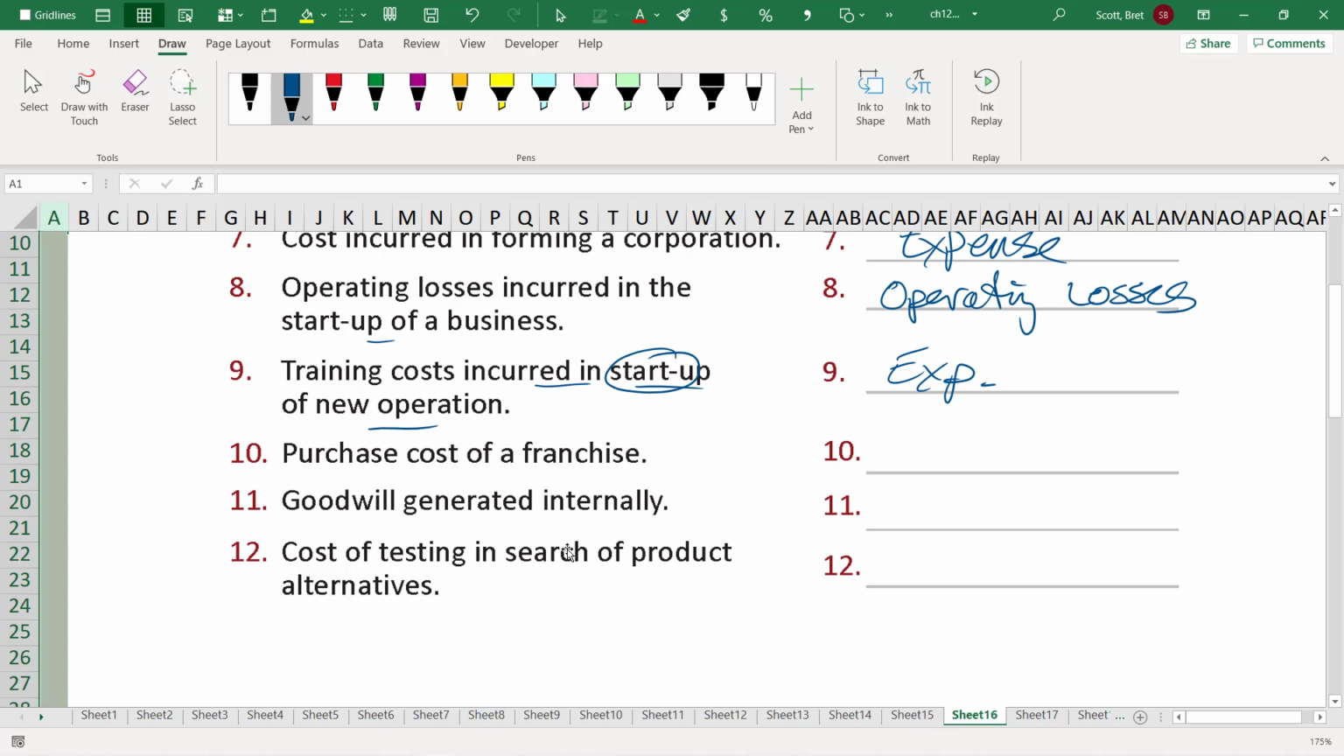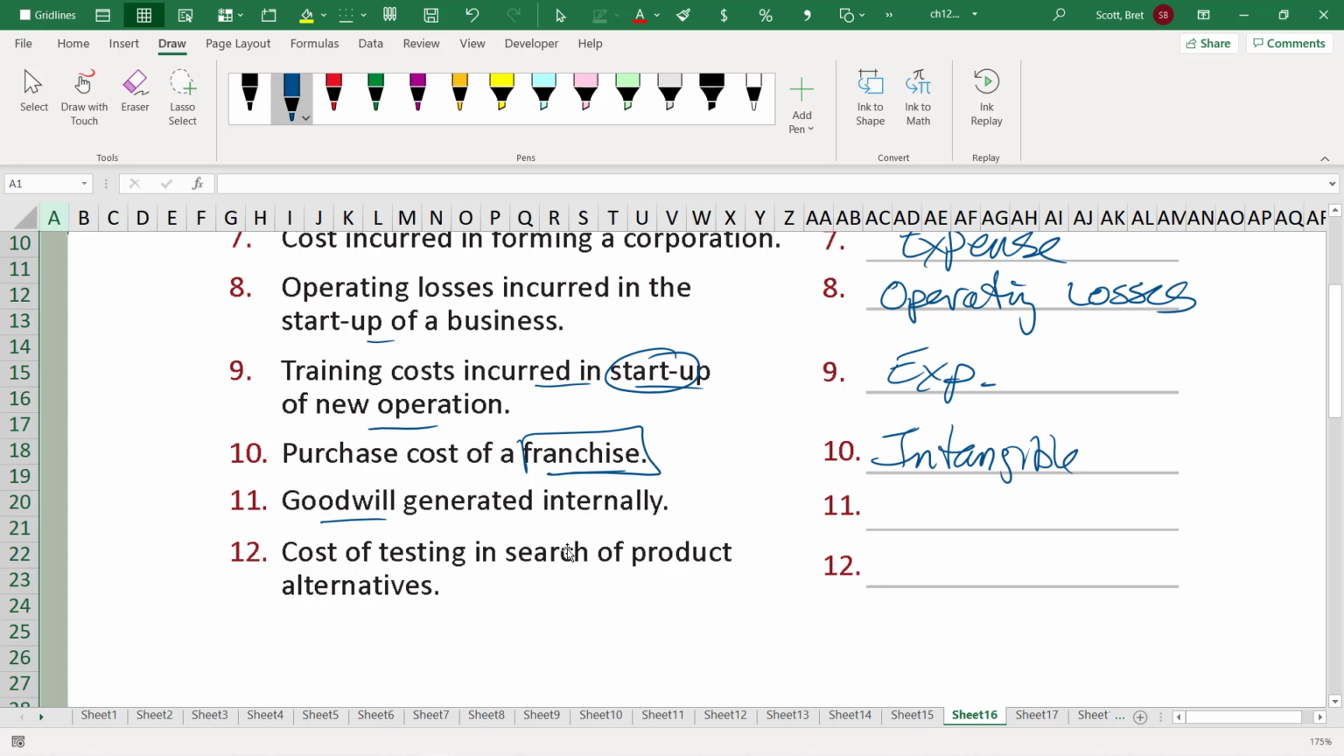Purchase cost of a franchise. Well, a franchise is a type of intangible asset. So just call it an intangible asset. And we may just go ahead and call it, or we can just call it a franchise. How we call these things in the general ledger might be very, very specific. But when we report these things in our financial statements, they're going to be kind of broad. So intangible assets is descriptive enough.